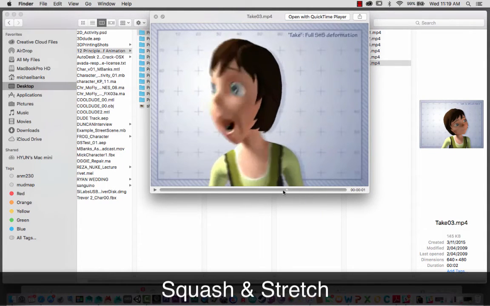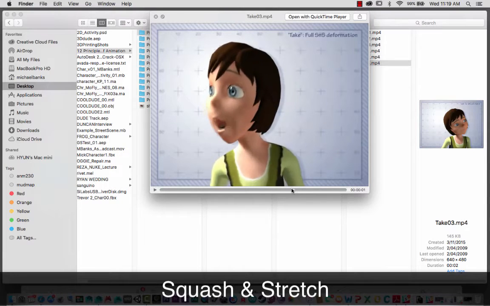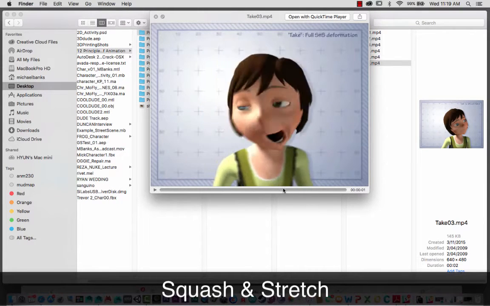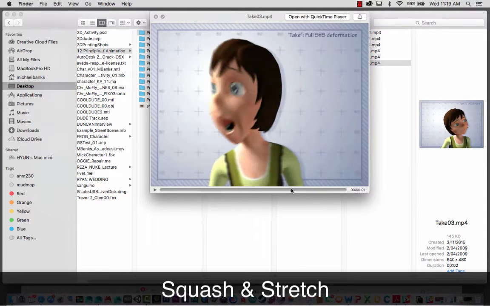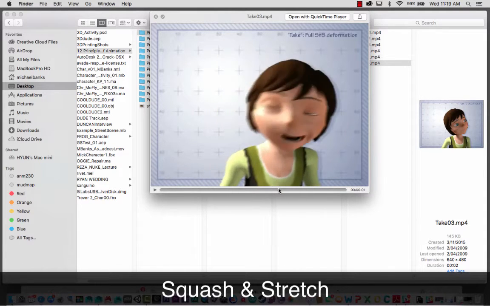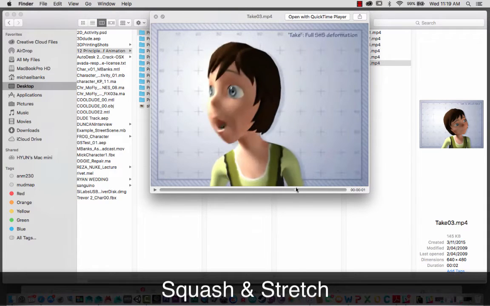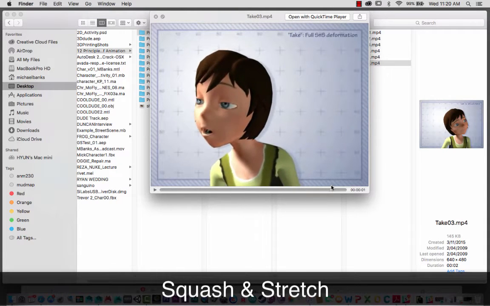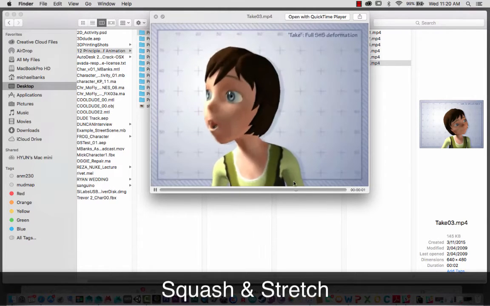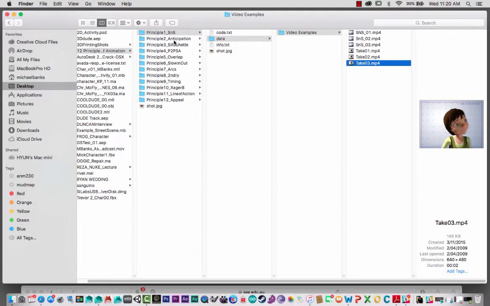Okay. The head's compressing a little bit. Squashing a little bit. I mean, sorry, stretching a little bit there. Using the jaw a lot. Oh, and then settles towards the end. Settling in. And still looking, okay. Okay, that's squash and stretch.